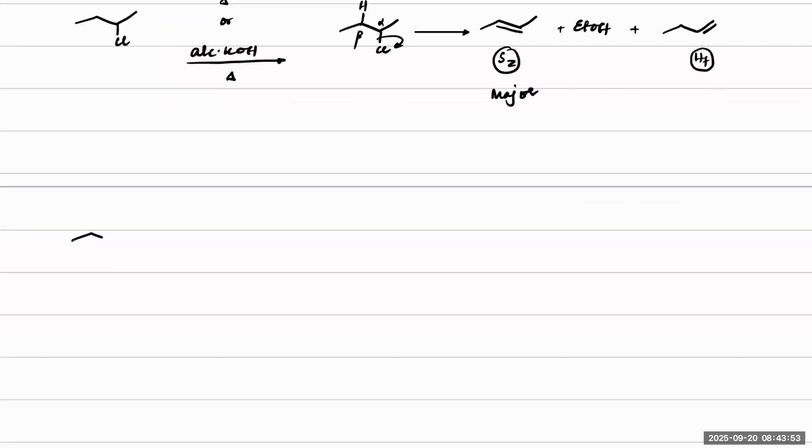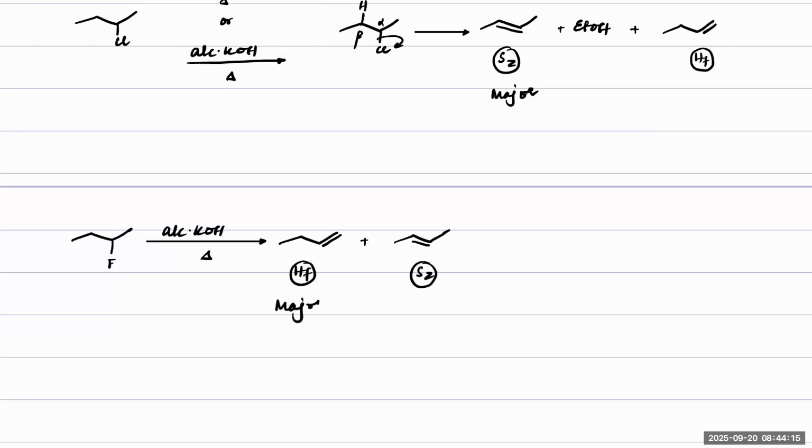Next, in case you have fluorine instead of this one, and again I'll use alcoholic KOH and heat. In that case, I can get two products here, double bond here and double bond here. So this is Hofmann and this is Saytzeff. This time, the major product is Hofmann. Here, this is still an E2 mechanism, E2 with carbanion character. So it will have a carbanion character.